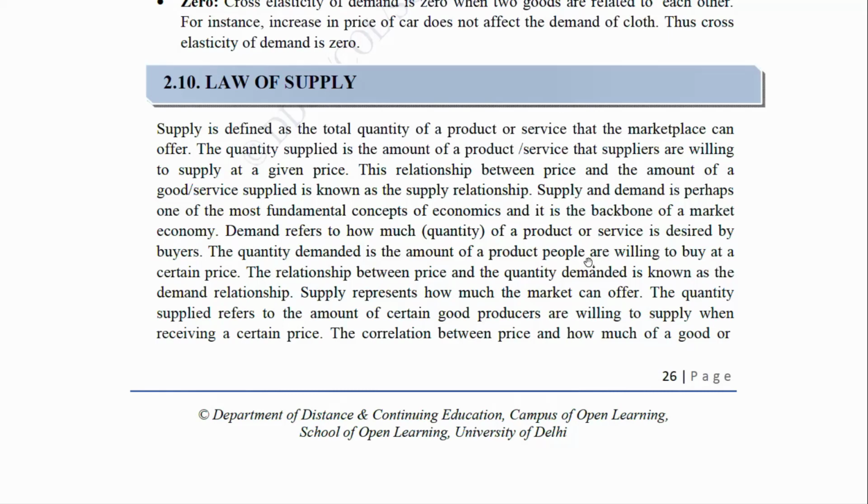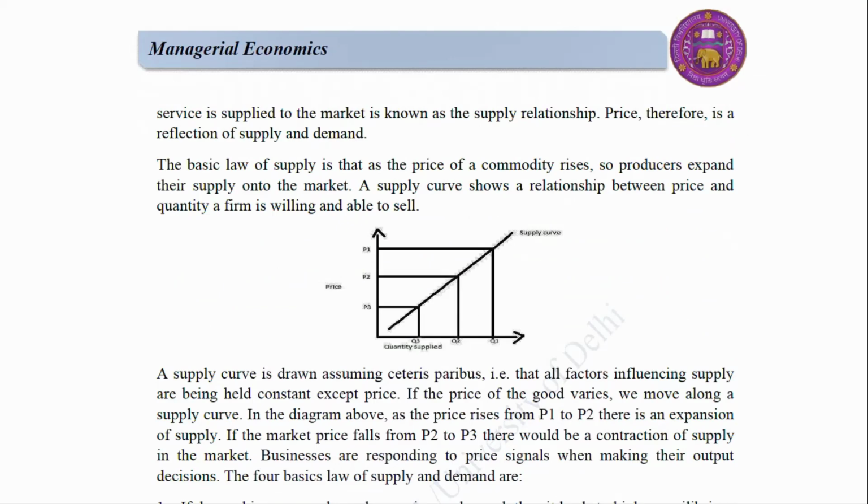Supply represents how much the market can offer. The quantity supplied refers to the amount of a certain good producers are willing to supply when receiving a certain price. The correlation between price and how much of a good or service is supplied to the market is known as the supply relationship. Price, therefore, is a reflection of supply and demand.